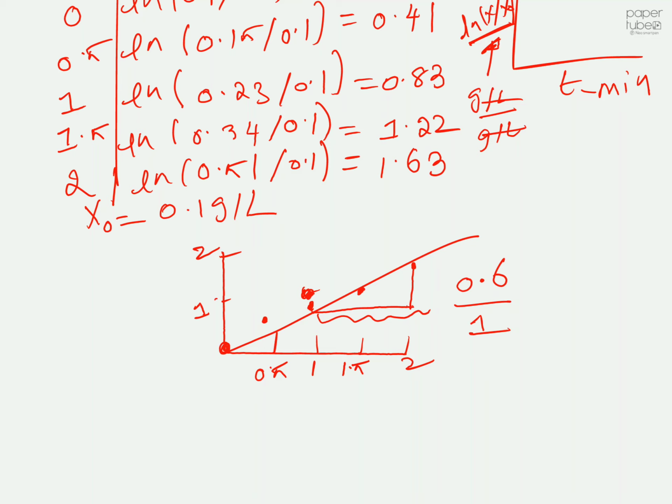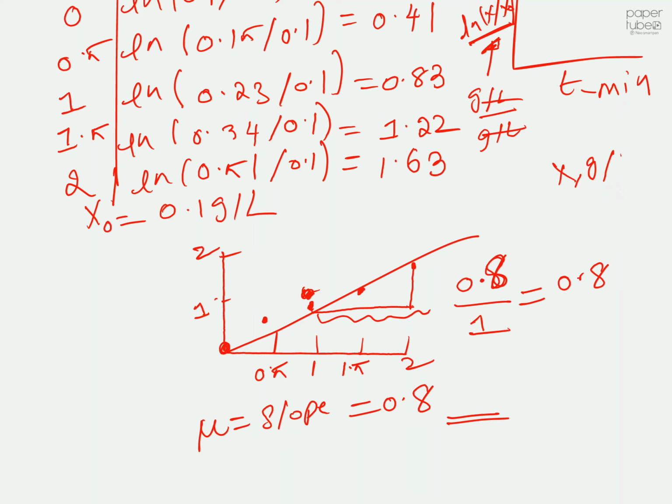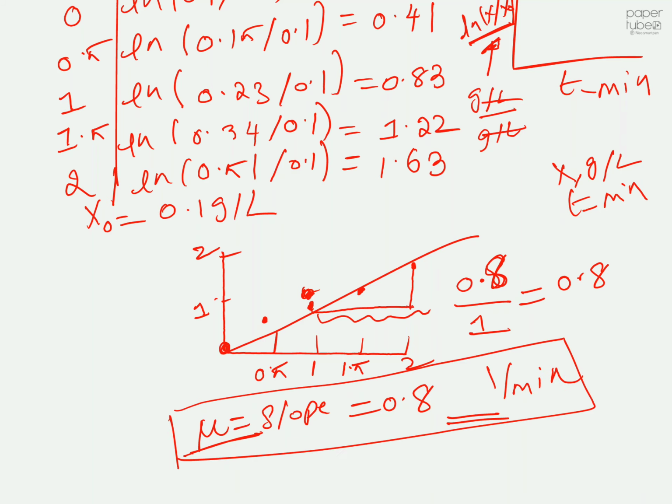Okay, this is roughly around 0.5, 0.7, 0.8. It's around roughly 0.8. So your slope value will be around 0.8, so that's nothing but your specific growth rate. And what's the unit? We expressed x in terms of grams per liter and time in terms of minutes. So your mu value will be 1 by time unit, so 1 by minute. That's the unit of your specific growth rate. Mu is equal to 0.8.